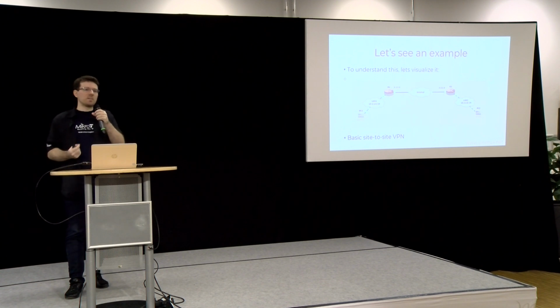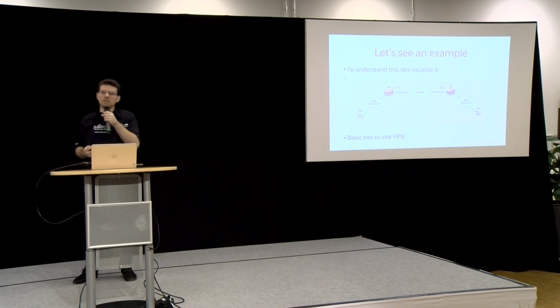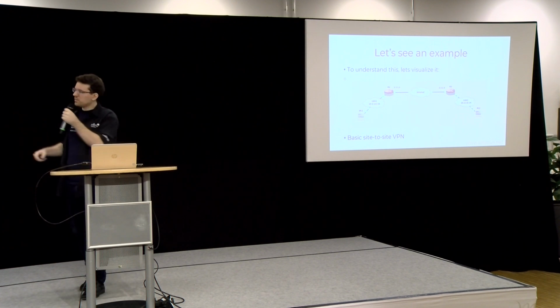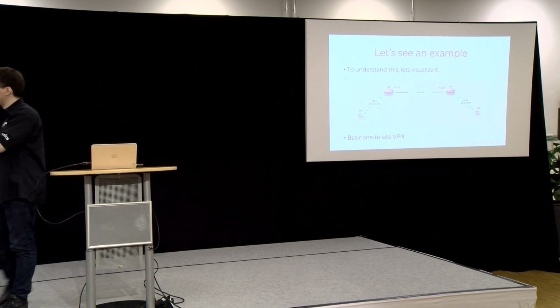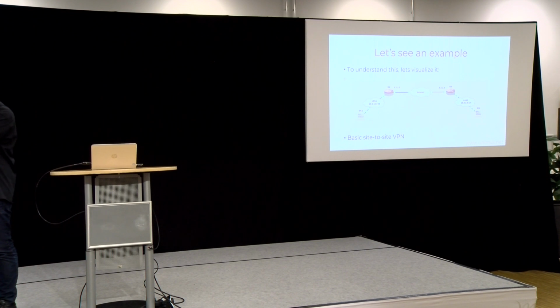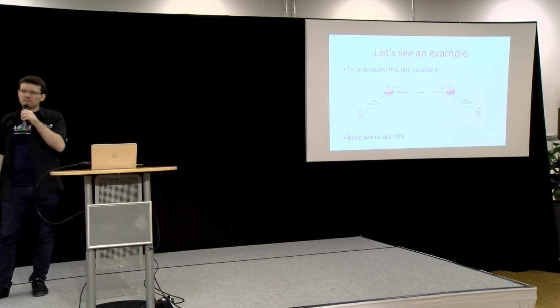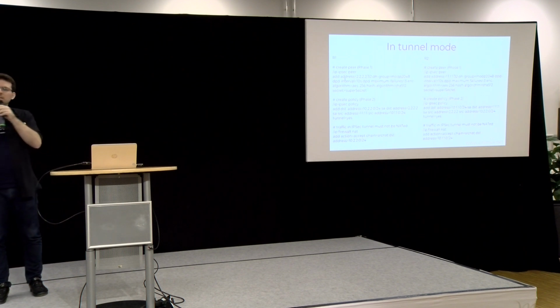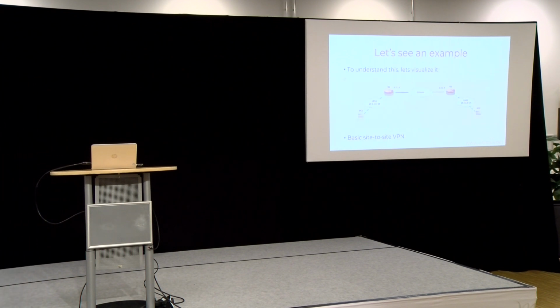So let's look at an example. Let's visualize it. Let's see how this really behaves in the real world. To understand this, in our example, we have a basic site-to-site VPN. We have 2 sites, site 1 and site 2, that are connected by the internet. And for this example, we just have a single /24 subnet on both sides of our VPN. If you want to try this out, you can either model this in GNS3 or you can connect this in your little lab, whatever you want. These are actually working proper IPsec configs showing how to make this work. So this example is in tunnel mode.